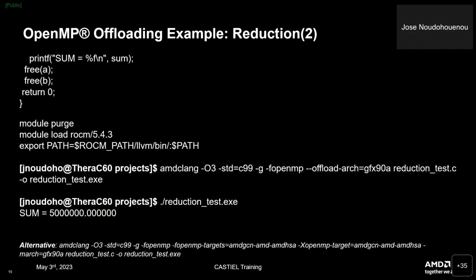So how do we build this code? It is simple. We call the compiler, we activate our flag for OpenMP support, and the flag that enables offloading on GPUs, and that's it.